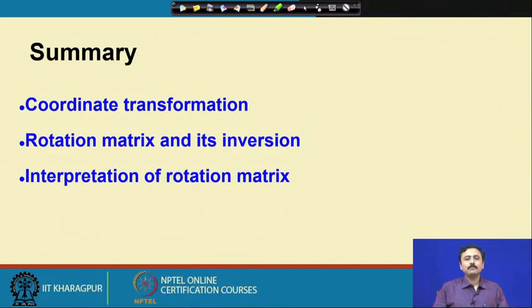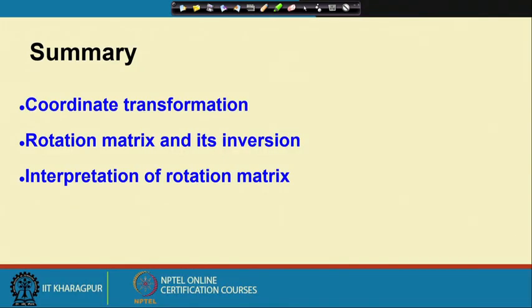So, let me summarize what we have discussed in this lecture. We have looked at coordinate transformations, we have looked at the basis of coordinate transformation and why we need it. I have shown you how to construct the rotation matrix, and I have also given you the interpretation of the rotation matrix, and this interpretation helps us to directly write the rotation matrix by looking at the coordinate frame orientations, and we are going to use this rotation matrix in our subsequent discussions. I will close this lecture at this point.